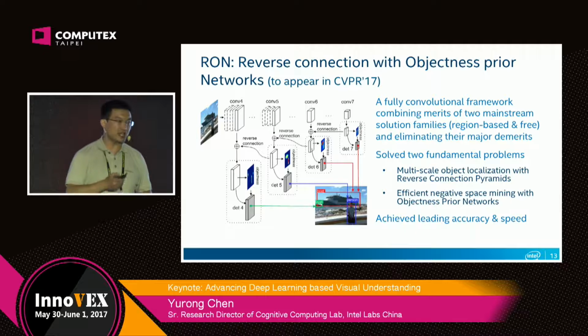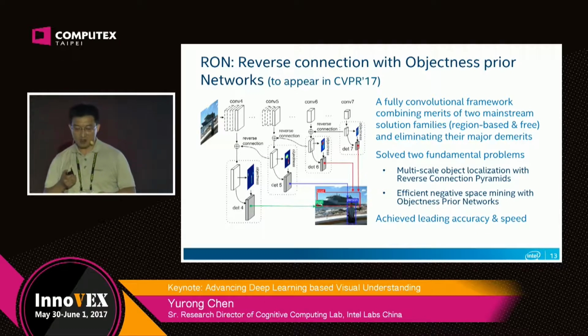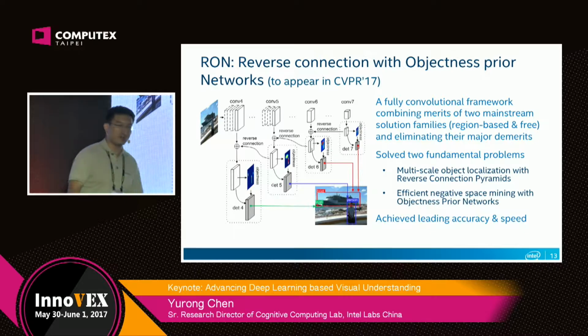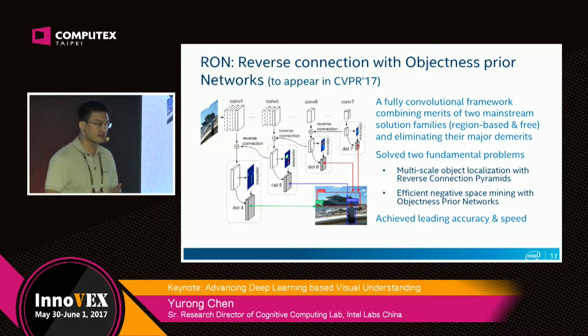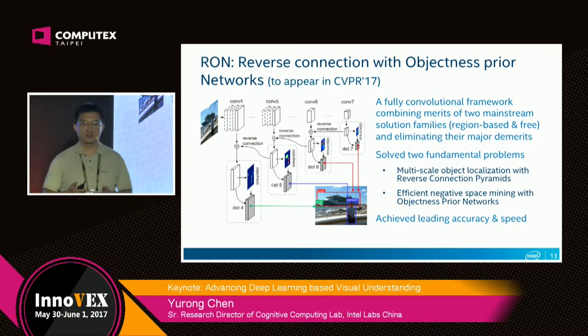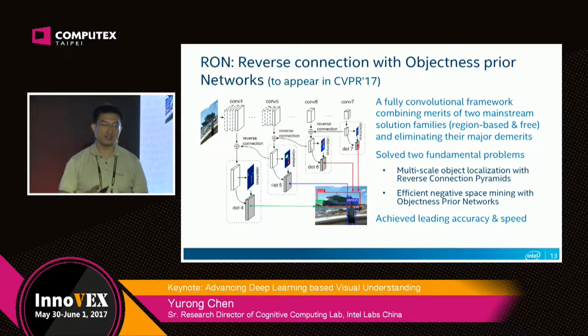Our solution is reverse connection pyramids with objectness prior networks, which is an object detection framework to associate the merits of region-based and region-free methods and eliminate the major demerits. Under fully convolutional architecture, it resolves two fundamental problems. First is multi-scale object localization with reverse connection pyramids, which enables the network to detect objects on multiple levels of scales. Second is efficient object search space mining with objectness prior networks to significantly reduce the searching space of the objects.